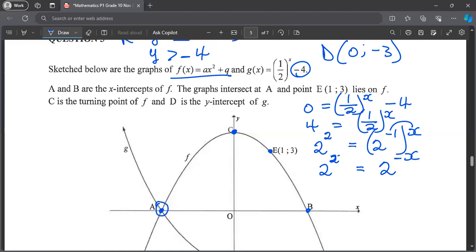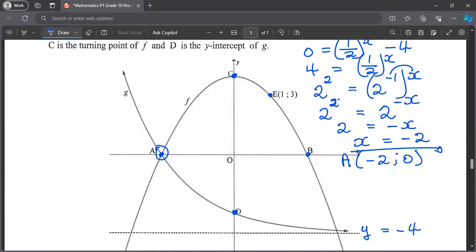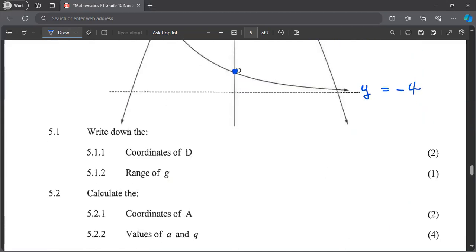The bases are now the same, so then we equate the exponents. Dividing both sides by -1, it means the value of x will just be -2. But because it's the x-intercept, then you'll say the coordinates of point A is where x is -2, y will simply be 0. And then you are happy.